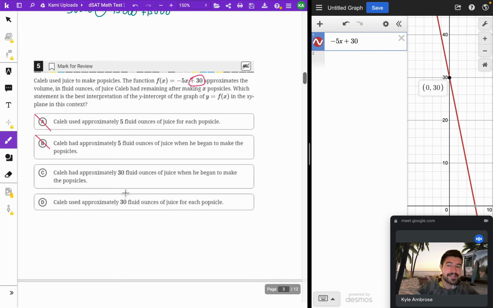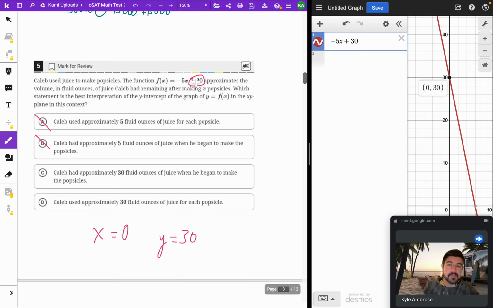The question is, is that how much juice Caleb had when he began to make the popsicles? Or is that how much he uses for each popsicle? Well, remember, if the y-intercept is 30, the x that goes with that is 0. And if x is 0 when y is 30, we have this relationship here. That's what the point (0, 30) means. X is 0 when y is 30.